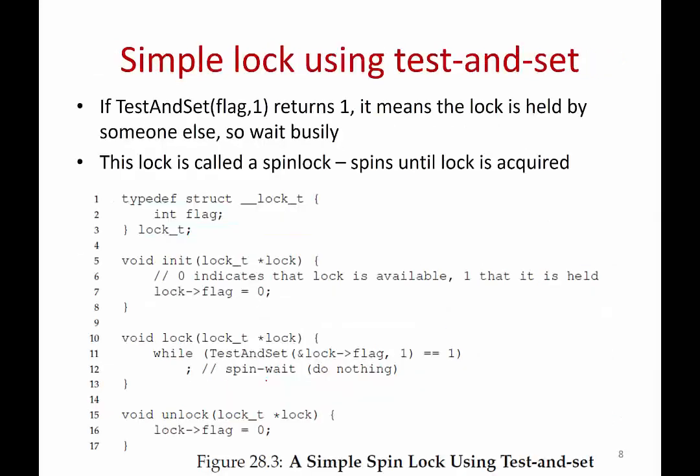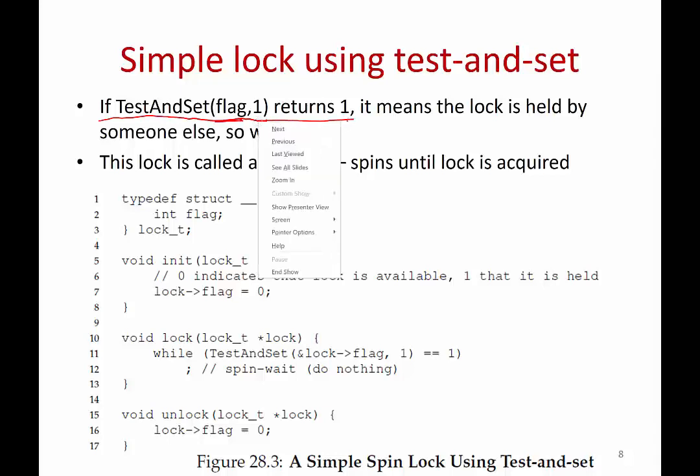instructions to build locks. So here is a simple lock using test and set. How does it work? You have your flag variable as before, and what does the statement mean? If test and set flag 1 returns 1, what does this mean? You've read the value of flag, you try to set it to 1, and you realize that the old value is also 1. It means that the lock is held by someone else. You've set it to 1, but the old value was also 1.